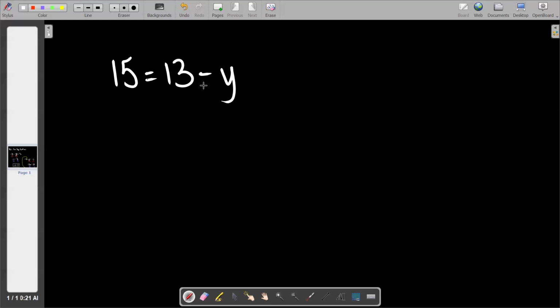So there are better ways to solve this than I'm going to show you right now. But for now, I'm going to show you the by the book classic way to solve this equation. And it is follow the steps, normal. Let's subtract 13 from both sides.